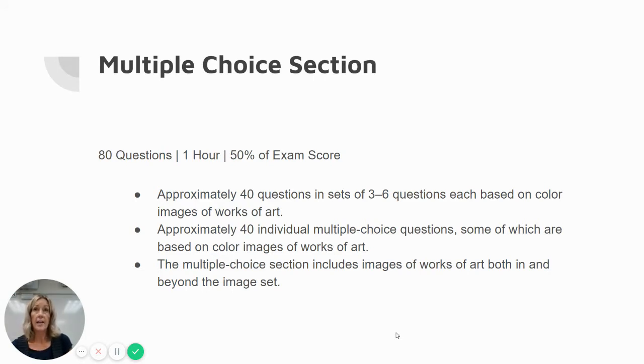Of the 80 questions that you will have for multiple choice, a few of them are outside of our 250 image set. So those are those appropriation questions that I introduced to you during the elements and principles test that we will integrate throughout the year. We'll apply some of the knowledge we've learned to images outside of our image set.